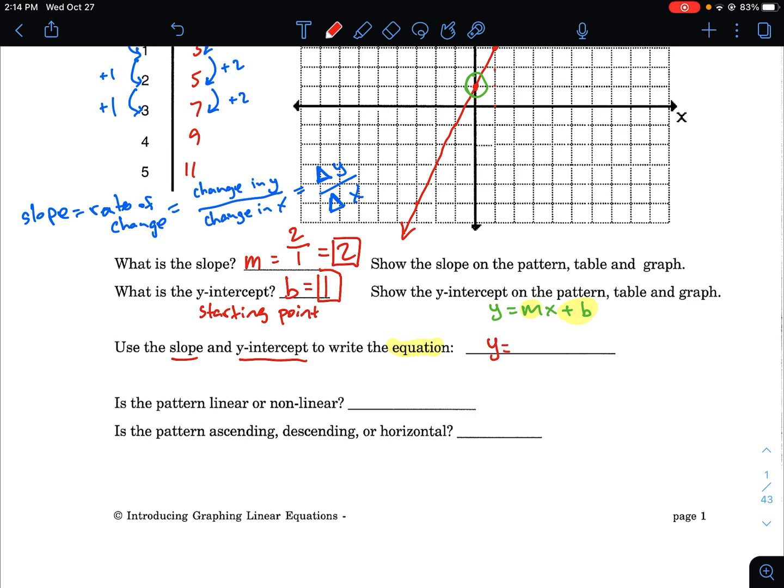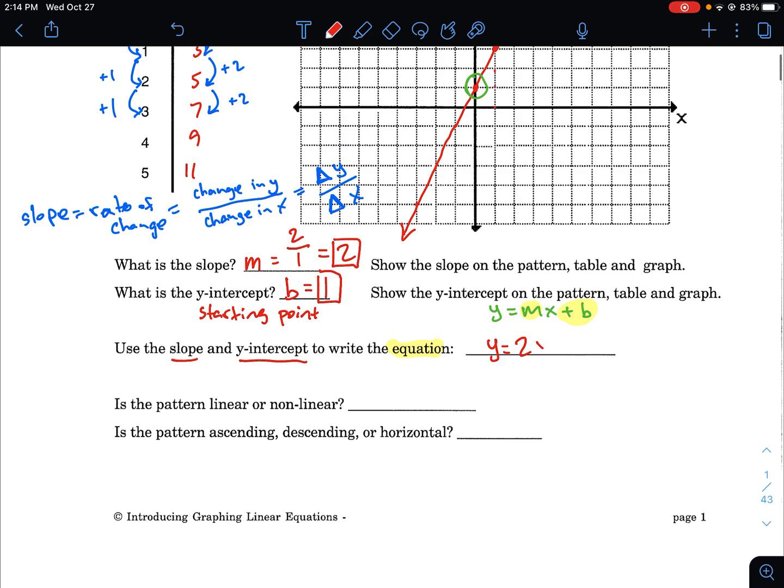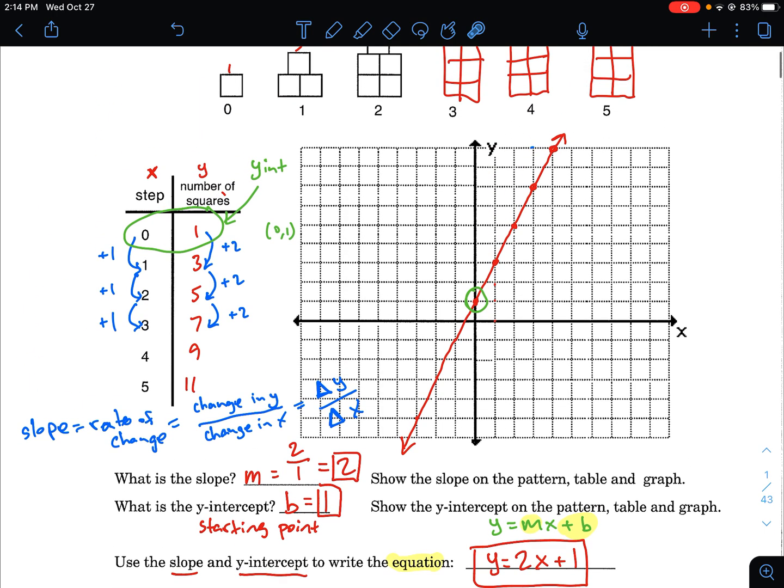Y equals, that's a given. What is our m? What is our slope? Our slope is 2. So replace m with 2. And then we need to bring down the x. Now, what is b? b is 1. Oh, and it's positive 1, so instead of plus b, plus 1. And that's our equation. What does this even mean? This equation is a representation of the graph or of the table of our story.